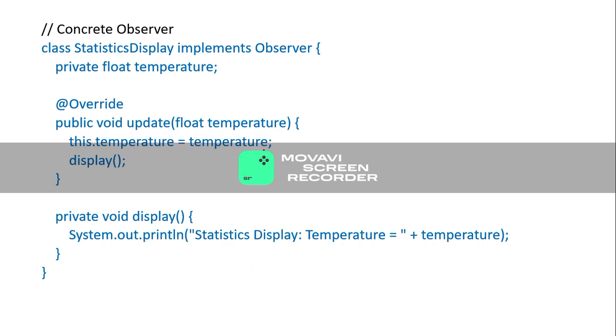Same way, the StatisticsDisplay is also going to implement the same steps. The only thing is the class name itself is going to be changed. It's going to implement the observer, it has to declare the variable, and it has to implement the update method with the temperature and call the display method where the temperature value is going to be updated.